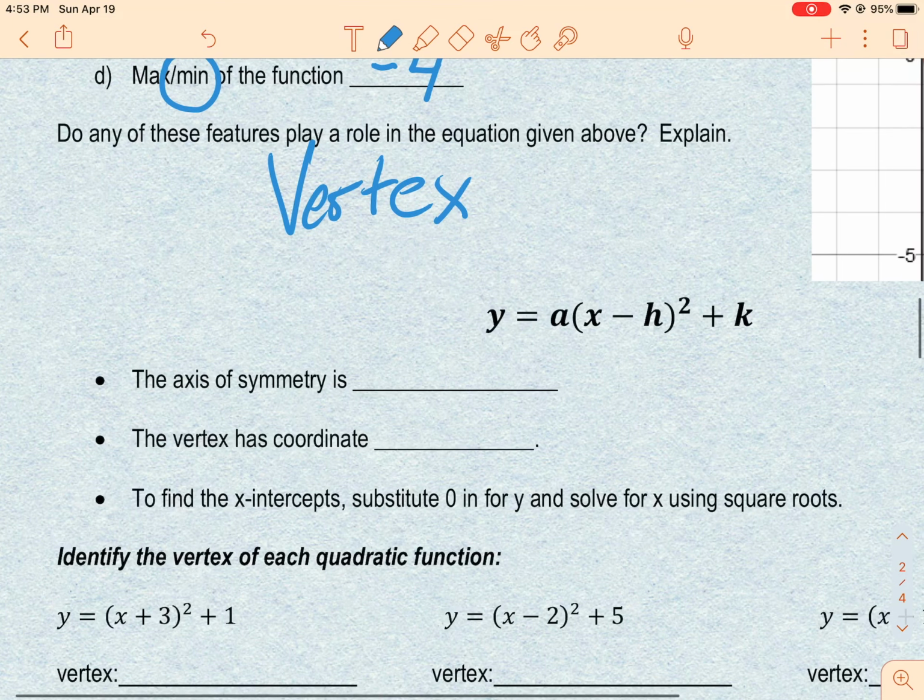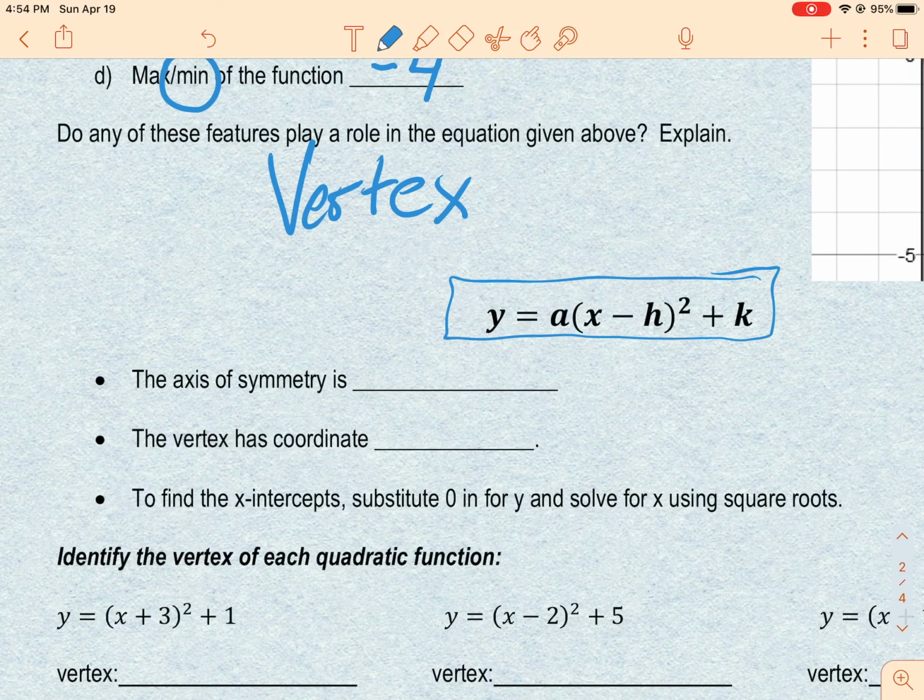And here's the breakdown of what it is. y equals a times the quantity x minus h squared plus k. The axis of symmetry we know is a vertical line. It's x equals, and that goes right through the vertex, and that's this h value. That number right there is going to be the axis of symmetry. The vertex has the coordinate (h, k).